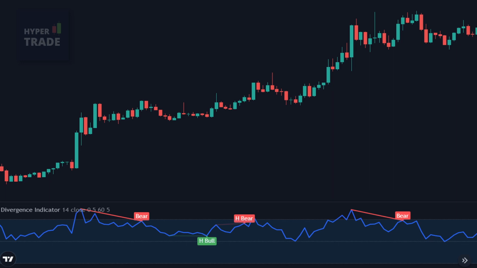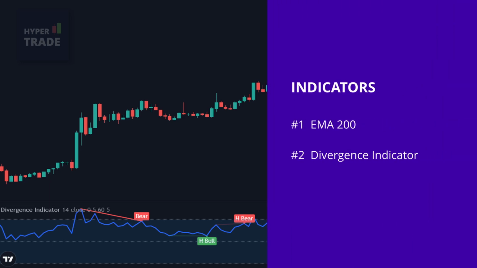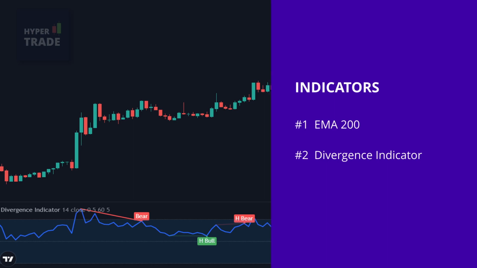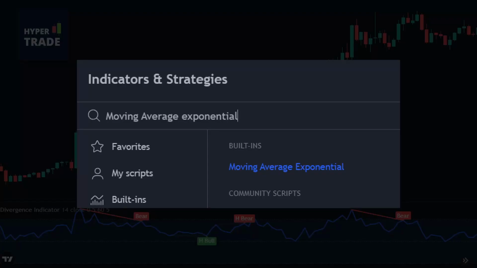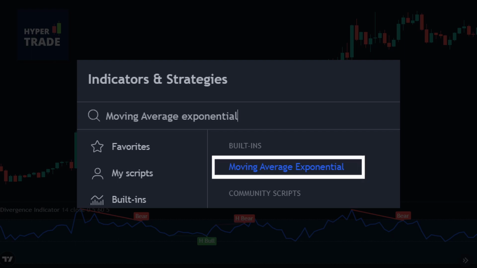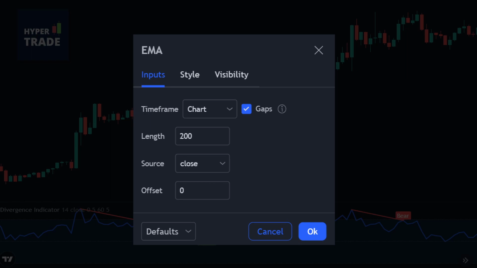In this strategy, we will need 2 indicators. The first one is EMA with the length of 200. The second one is the Divergence Indicator. Our first indicator is EMA, or Exponential Moving Average. In TradingView, this indicator is called Moving Average Exponential. Please add this indicator to your chart. Do not forget our custom parameters. We will need to change the length to 200.